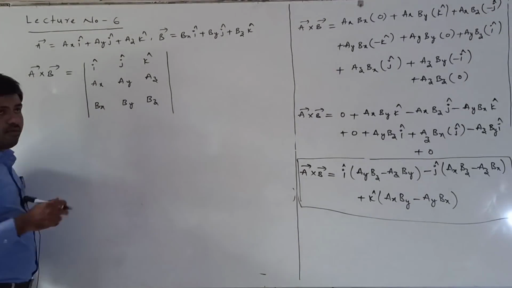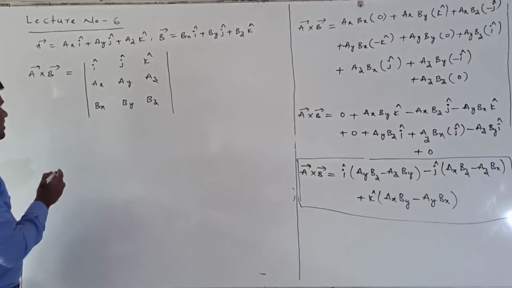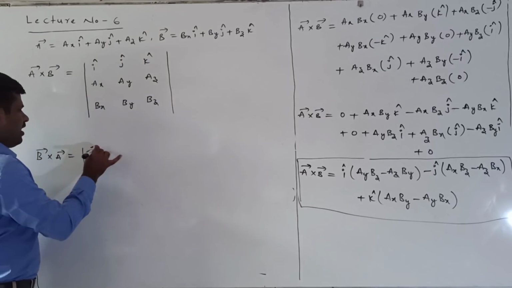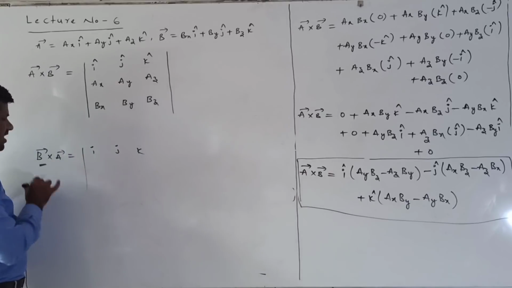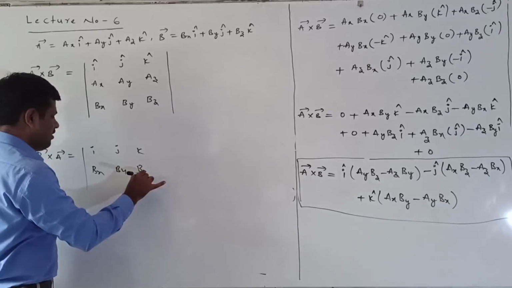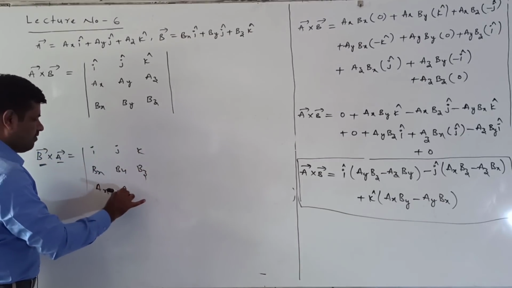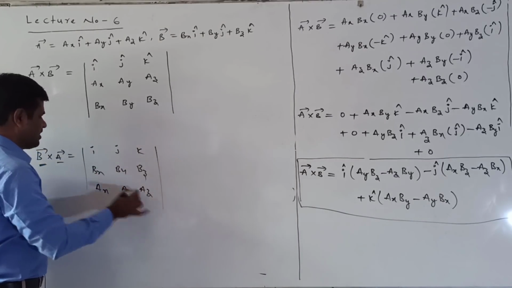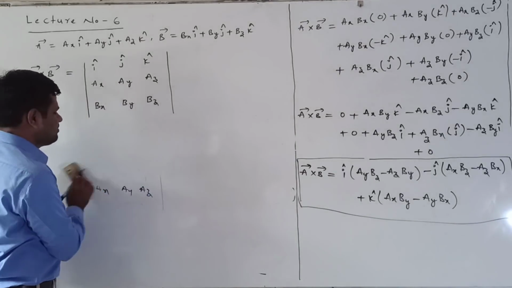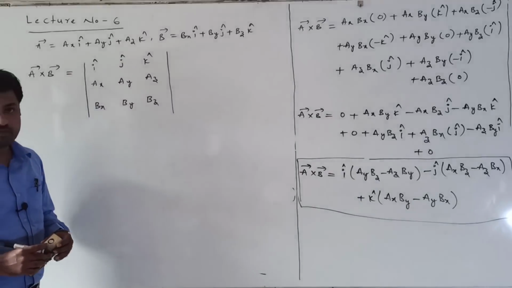Suppose B bar cross A bar is asked. How do we make it? When asked for B bar cross A bar, we write i, j, k. First B is there, so the B coefficients go here: Bx, By, Bz. Next A is there: Ax, Ay, Az. We make it like this when asked for B bar cross A bar, and when asked for A bar cross B bar, we follow this same method.